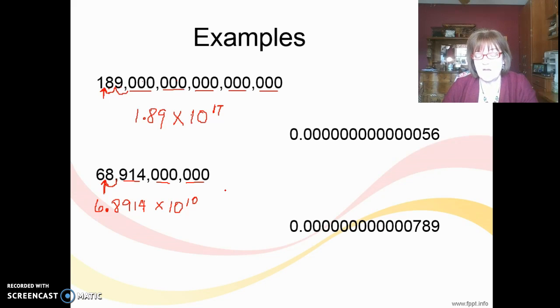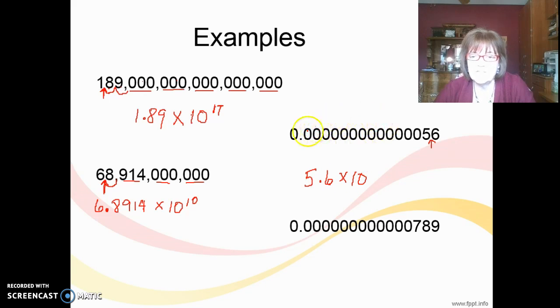Now let's do some tiny numbers. They are more of a pain to count because they're not grouped nice in thirds or threes. I wish we used commas there. I don't know why we don't, but that would be nice, wouldn't it? All right, so we're looking at our digits. 5, 6. We don't pay any attention to any of the rest of that stuff for now. So we're going to put our decimal point there. So it becomes 5.6 times 10.